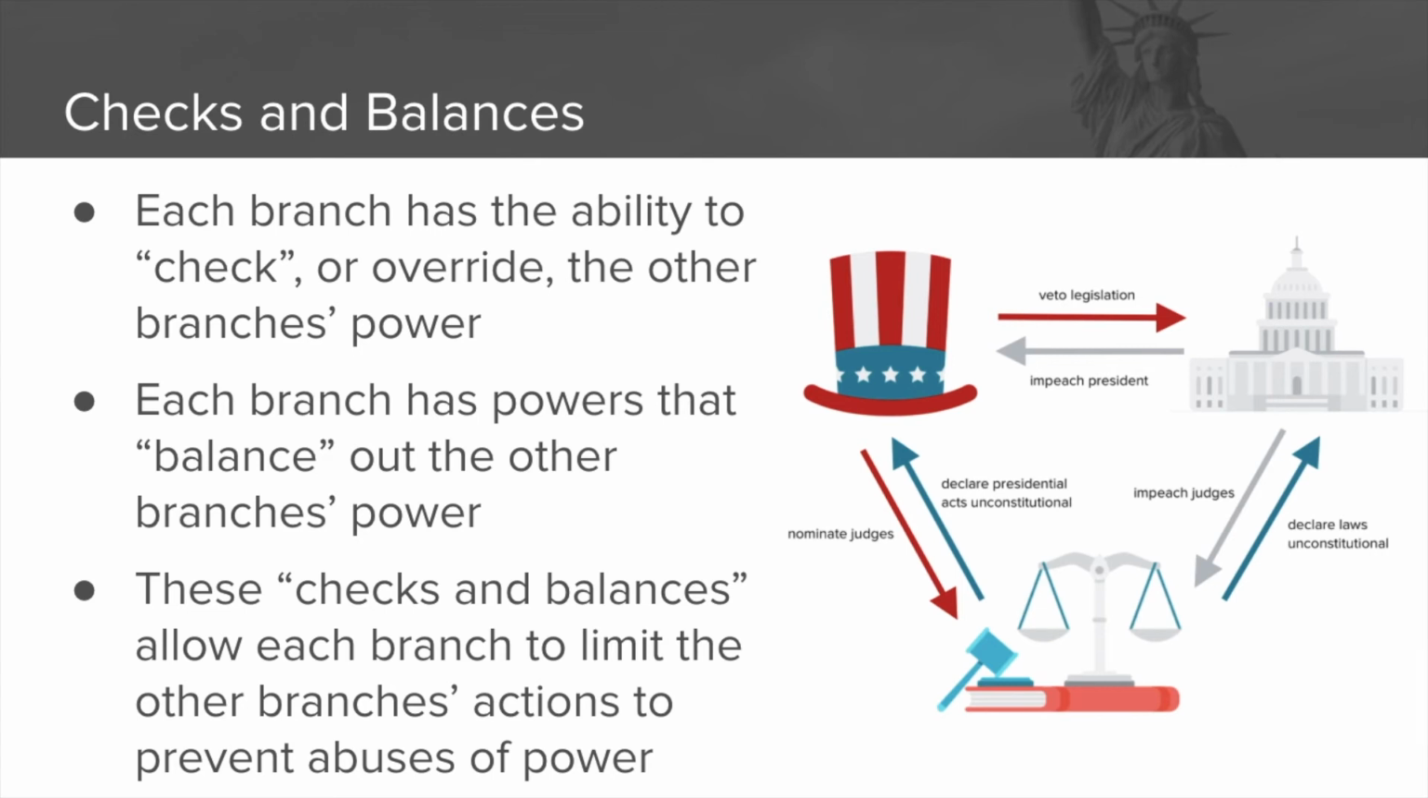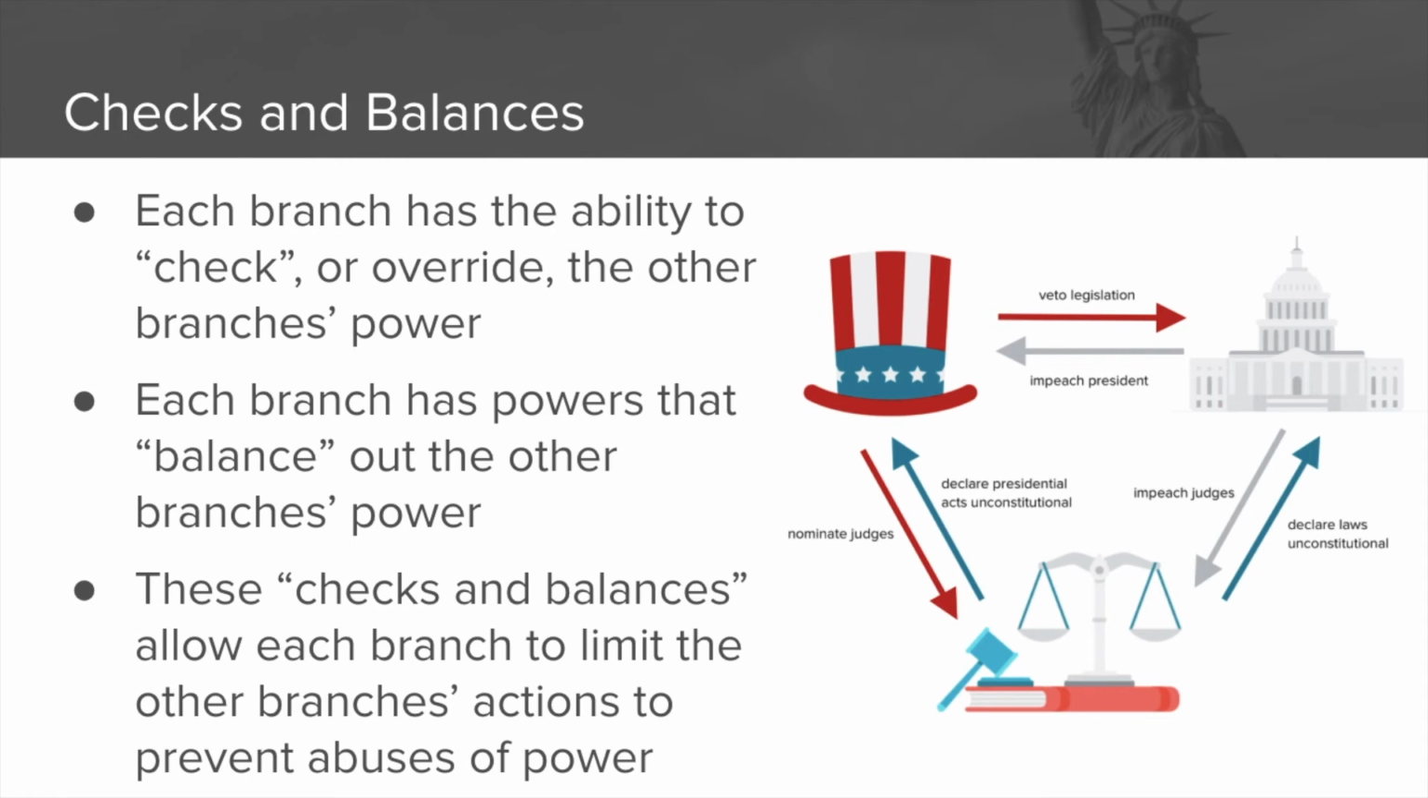So with checks and balances, each branch of government has the ability to, quote, check or override the other branch's power. And each branch also has powers that balance out the other branch's powers. So these quote-unquote checks and balances allow each branch to limit the other branches, and this prevents one branch from abusing its powers. So in this diagram on the right, you can see some examples of checks and balances. So the little hat is going to represent the executive branch, the building is the legislature, and the scale with the books and the gavel is the judiciary.